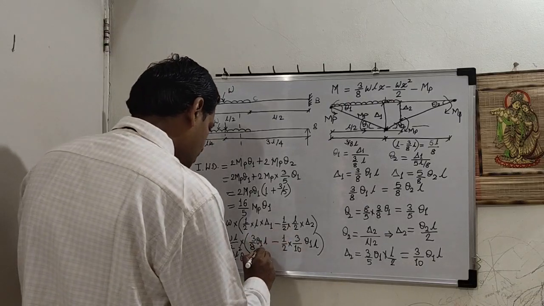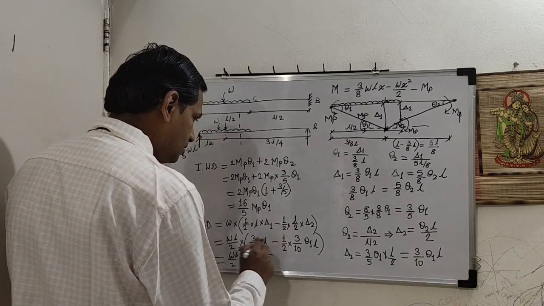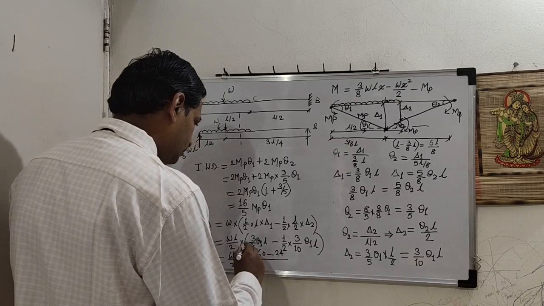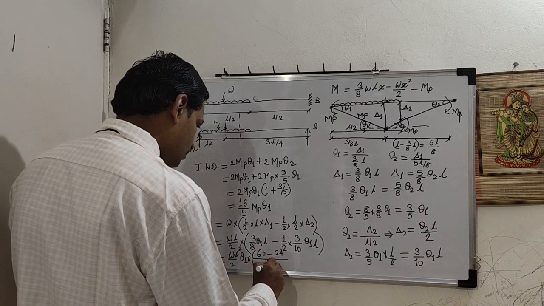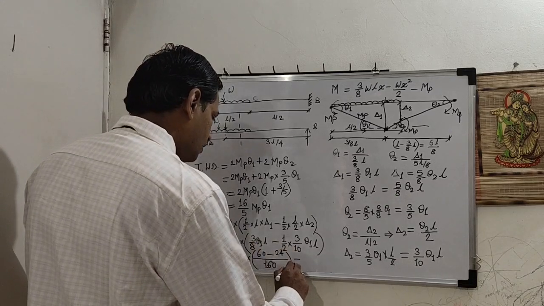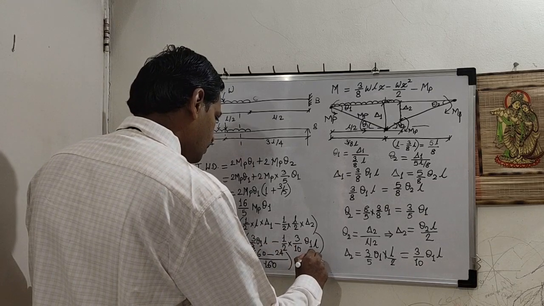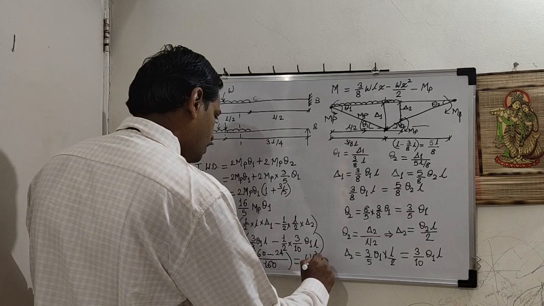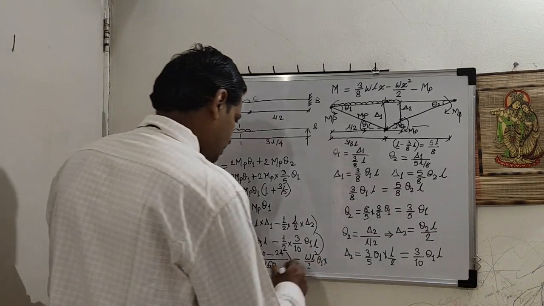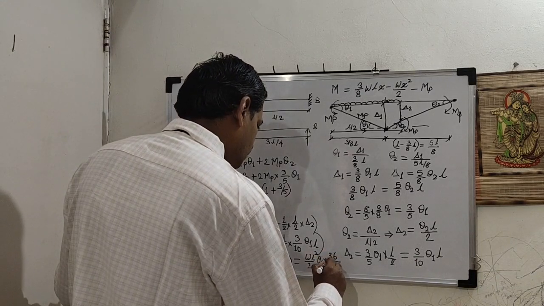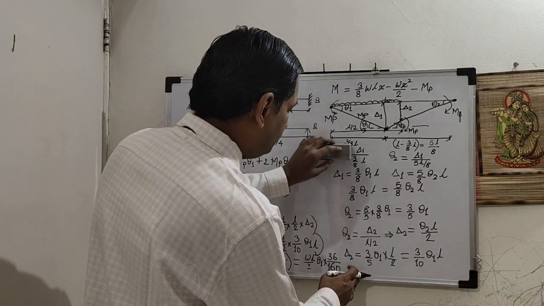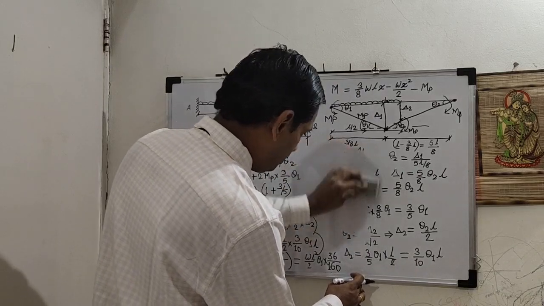So 60 minus 24 upon 160, 10 into 2 into 8. So this will be WL square by 2 theta 1 into 60 minus 24 is 36. So 36 upon 160. Now I shall rub this. Okay, this is not needed now.